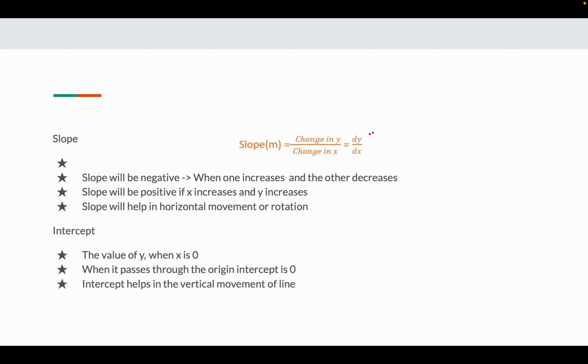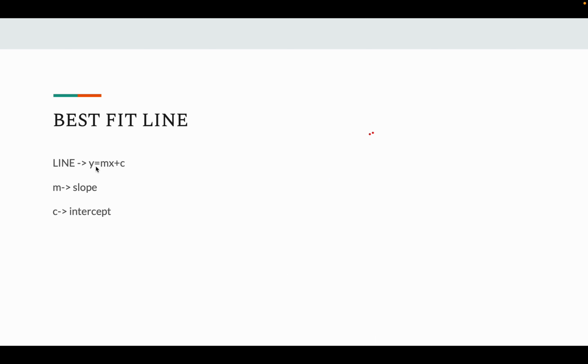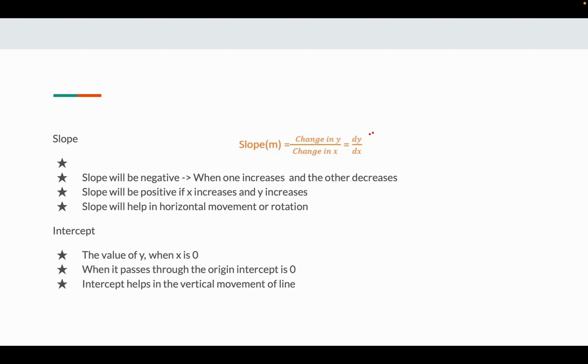Then next is intercept. The intercept is the value of y when x is equal to 0. We know the equation of a line is y is equal to mx plus c, and when x is equal to 0, y is equal to c. And when the line passes through the origin, the intercept is 0. The intercept helps the vertical movement of the line. Using the intercept and the slope, we are able to move the line horizontally and also vertically.